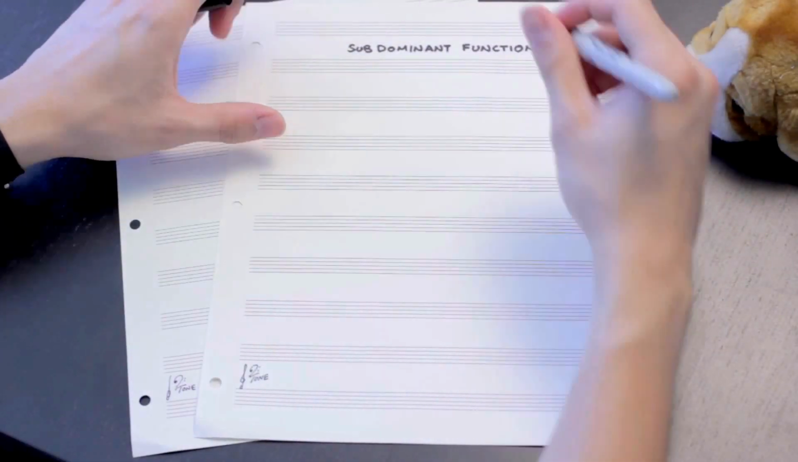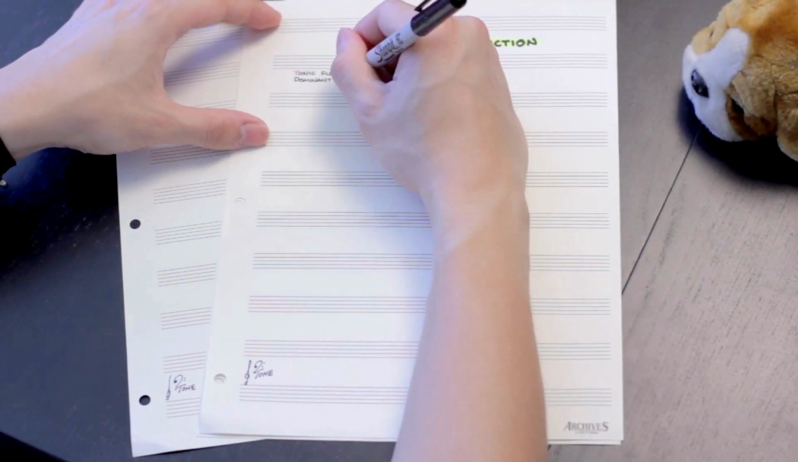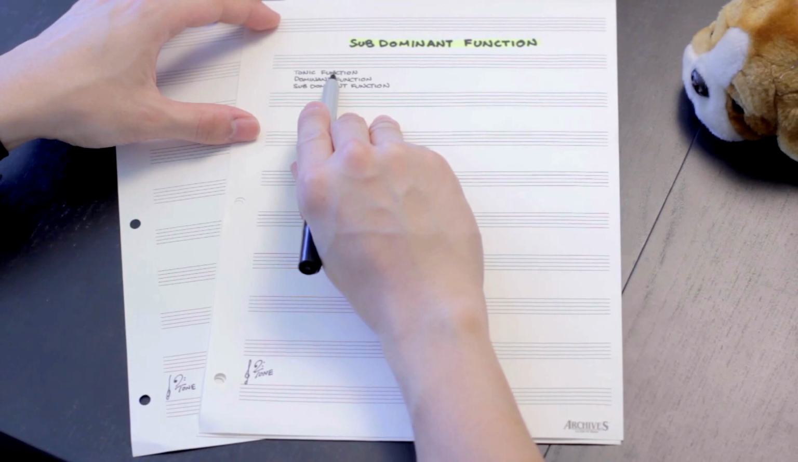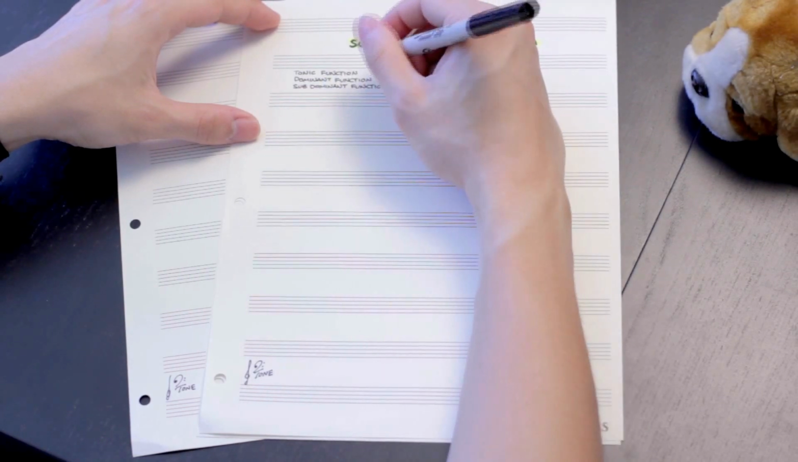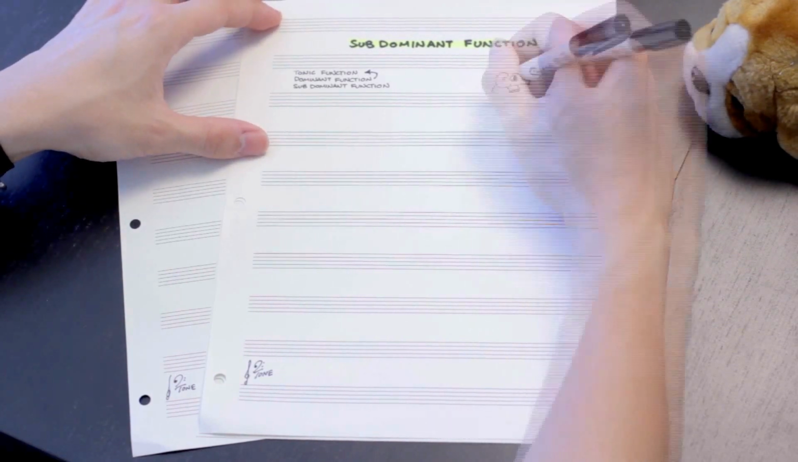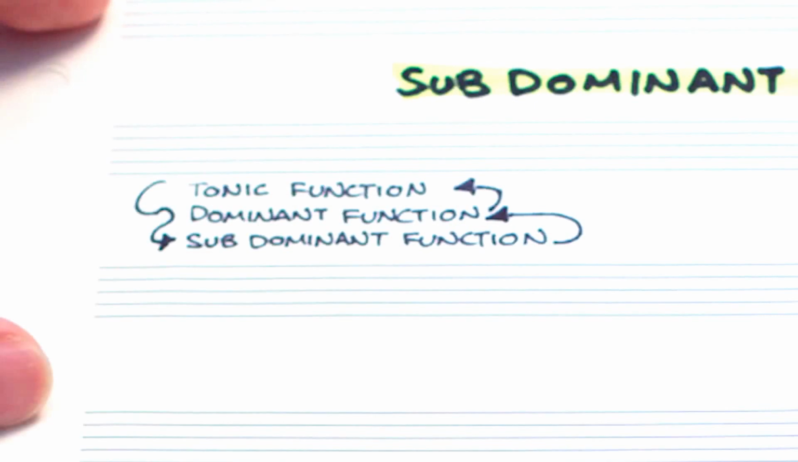Today we're going to talk about subdominant function. Subdominant function is the last of the three primary chord functions. We've already talked about tonic function, home chords that feel at rest, and dominant function, unstable chords that lead back to the tonic. All we're missing is a chord function that takes us away in the first place. That's the role subdominant function fills.